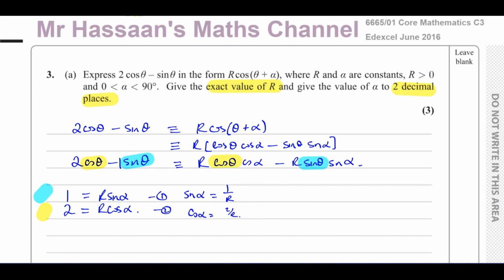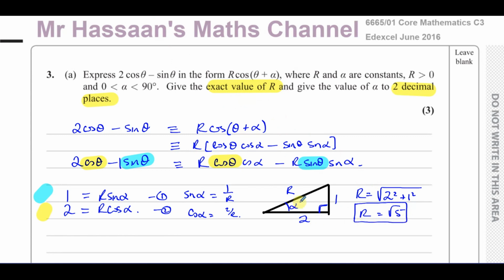Okay, so we can draw a right angle triangle, and we can call this angle here alpha. The sine of this angle is opposite over hypotenuse, so that's 1 over r. The cosine of this angle is 2 over r, so 2 is there and there, r is there. So we can use the fact that this is a right angle triangle we drew to find what r is. We can say r is equal to, by Pythagoras, the square root of 2 squared plus 1 squared, which is the square root of 4 plus 1, which is the square root of 5. In exact form it is root 5. So we have the exact value of r.